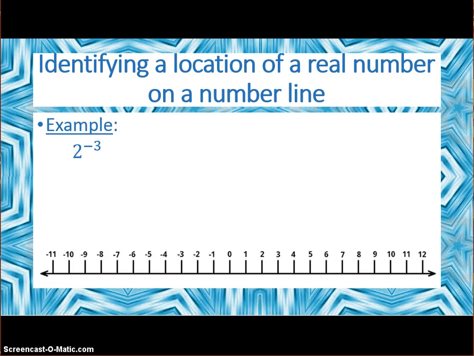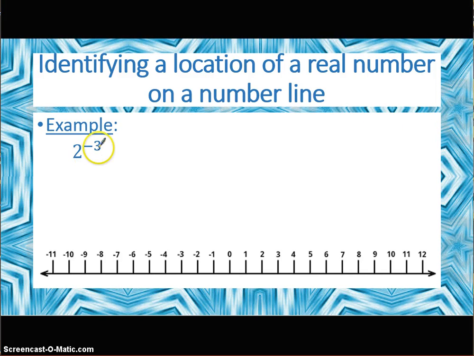Let's try another example. 2 to the negative 3 power. Now, you know integer exponent rules, and you know that when you have a negative exponent, you need to move that value to the denominator in order to make the exponent positive. So this will become 1 over 2 cubed.